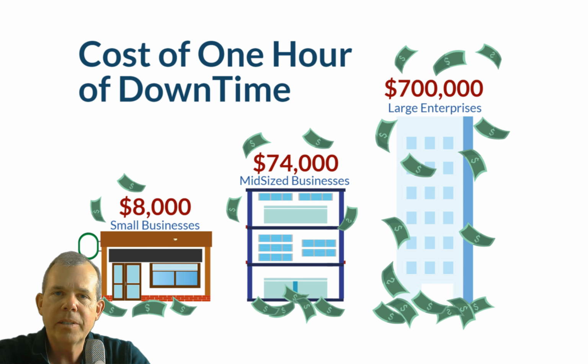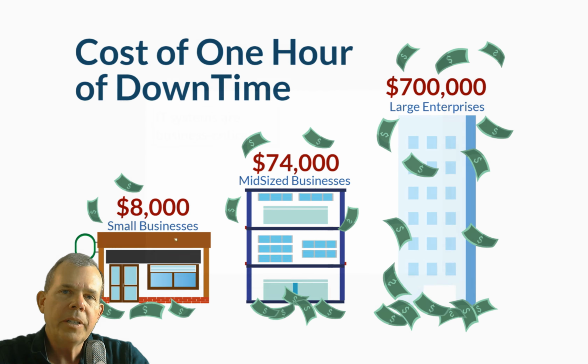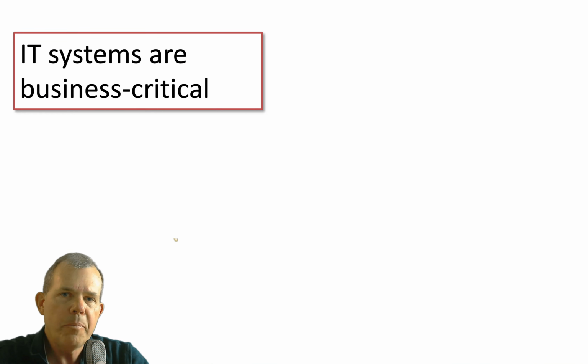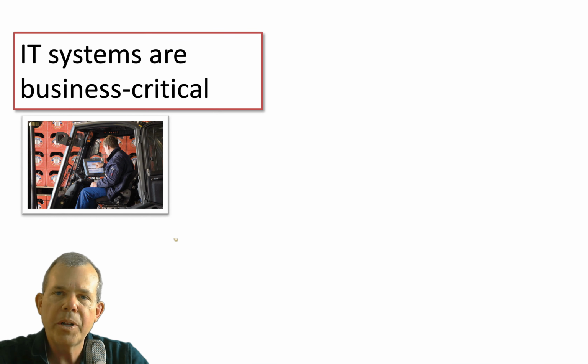A small business can't afford to be down at $8,000 an hour. Medium size goes up, and large enterprises are at $700,000. These are huge expenses that you should plan for and build in redundancies, because saving a little bit of money on an IT system is not a good idea if it results in a problem that causes downtime. So look at IT systems not as the computer itself, but in terms of their business-critical nature.